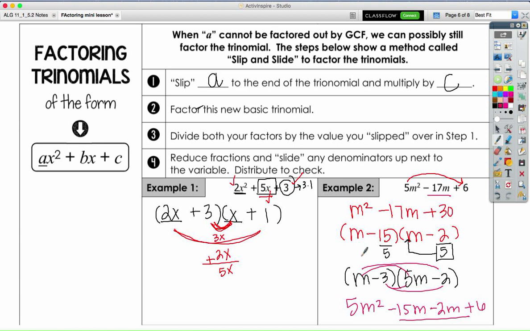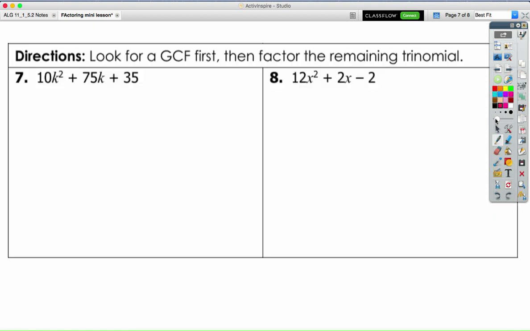You can use guess and check all day long. It always works. This is just another little trick that happens to work if you do it correctly and you remember each step. We'll do a few other examples, but this time I have to be careful because now they're mixing in GCFs. This note sheet tells us that, but eventually all of the factoring is going to be completely mixed together, and you've got to get into the habit of always looking for a GCF before trying any other kind of factoring.